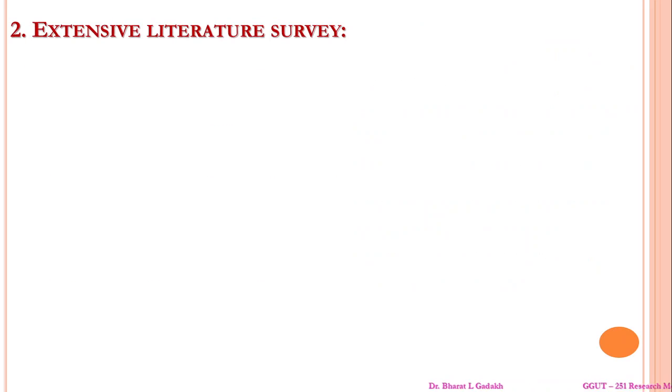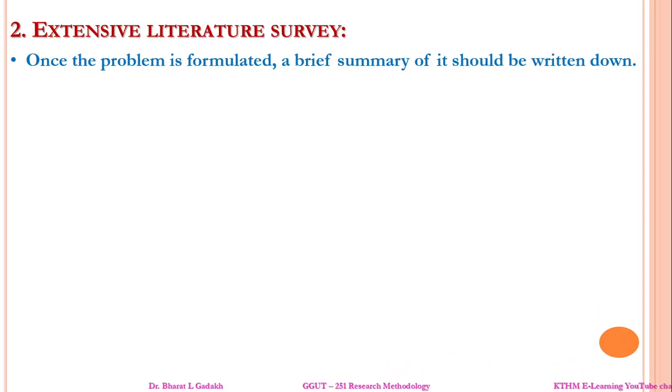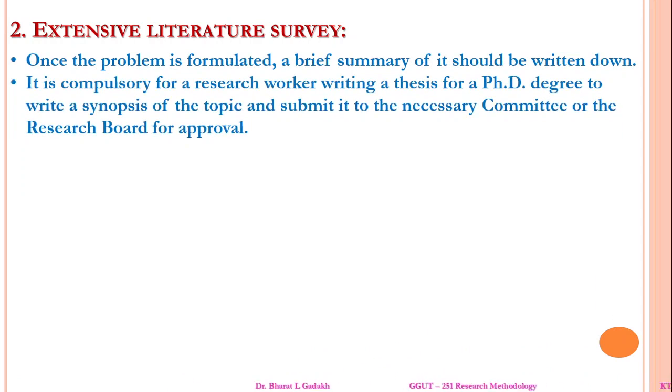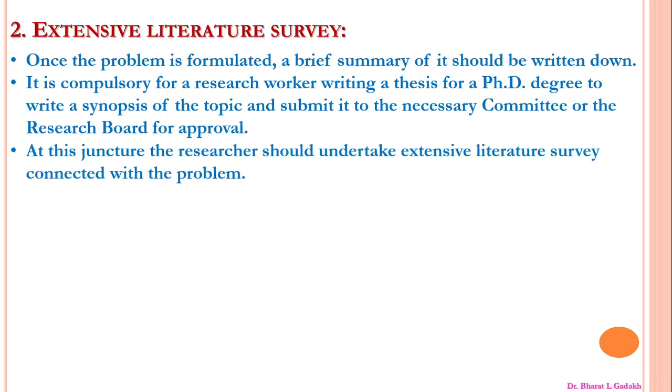Now, extensive literature survey. Once the problem is formulated, a brief summary of it should be written down. It is compulsory for a research worker writing a thesis for a PhD degree to write a synopsis of the topic and submit it to the necessary committee or the research board for approval. At this stage, the researcher should undertake an extensive literature survey connected with the problem.